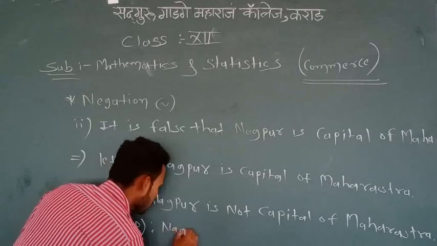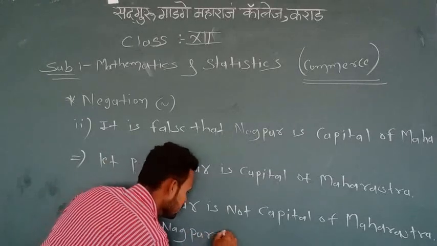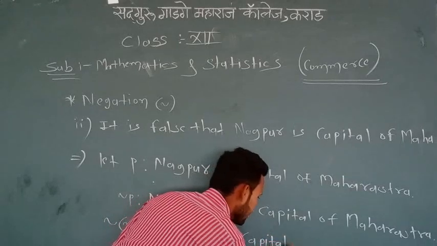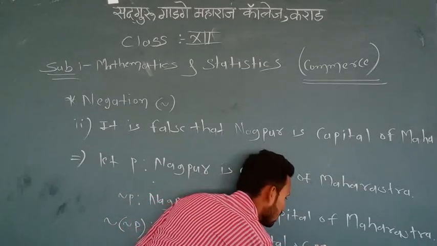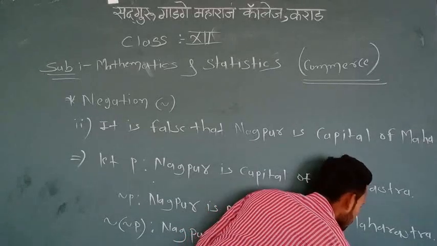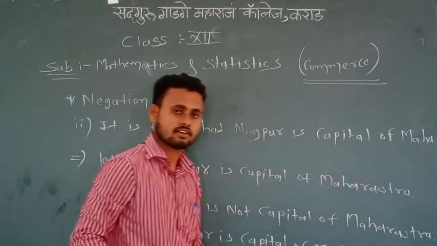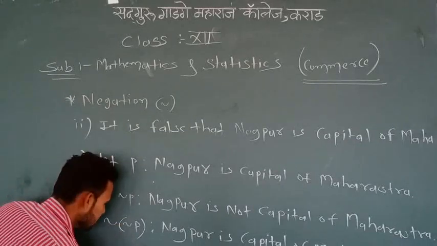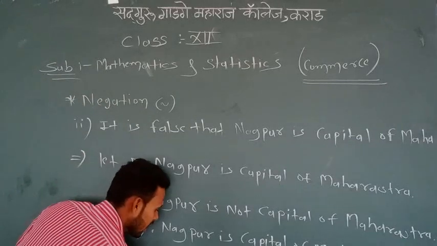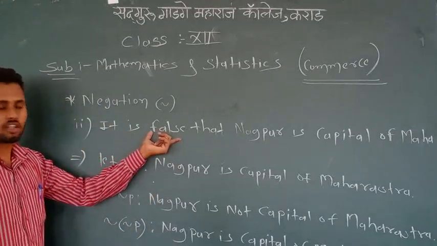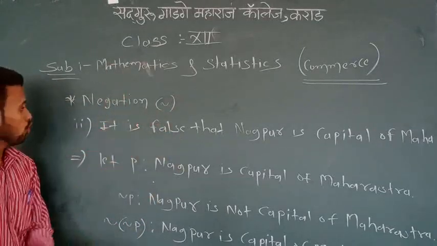Nagpur is capital of Maharashtra. And we know that negation of P, that will come only P, and write this statement only as it is, which is the required solution of that sentence.